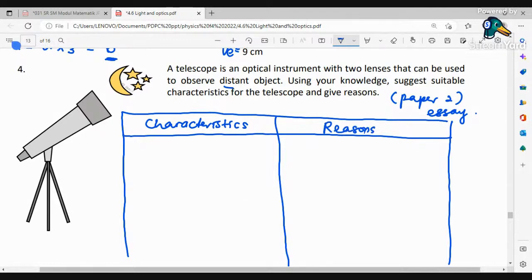Okay, so trying to list out at least 5 characteristics. So for the eyepiece, you can discuss in terms of the lenses, the power, okay, power of lenses, objective and eyepiece, okay, and then the length of the telescope, okay, separation distance, normal adjustment to find the image which is sharp and clear. Okay, itu adalah berkaitan dengan teleskop.